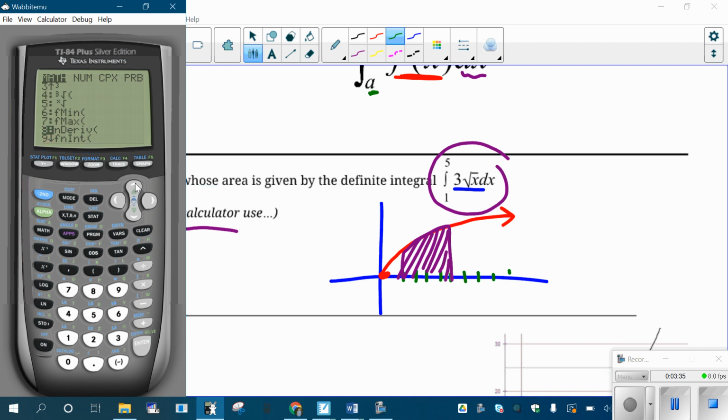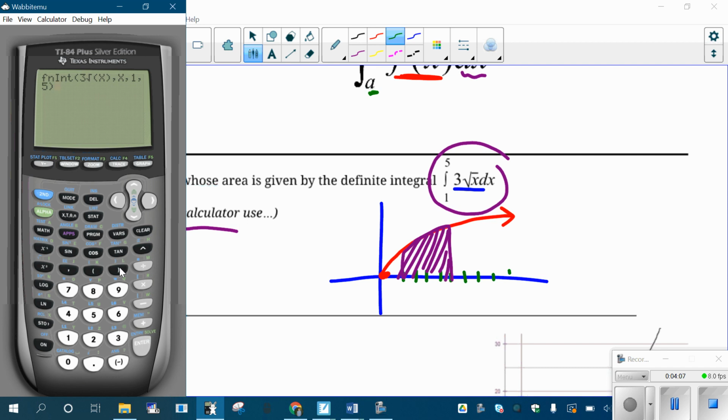You know about nDeriv, that's your calculator finding derivatives. There's also fnInt, which is your calculator doing integrals. Does definite integrals for you. My calculator is old school. If your calculator is old school like mine, this is what you type in. The function, 3 square root of x. You put a comma, you put an x, you put a comma, you put the lower bound, you put a comma, you put the upper bound, you put a closed parenthesis.